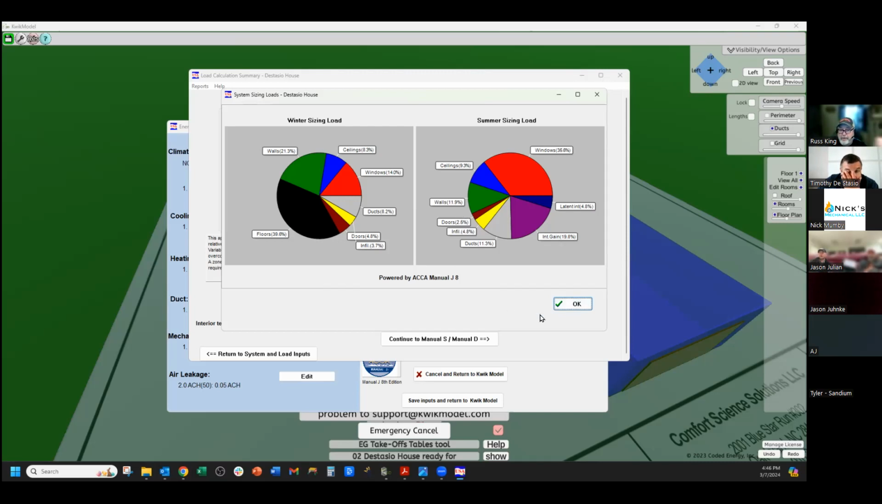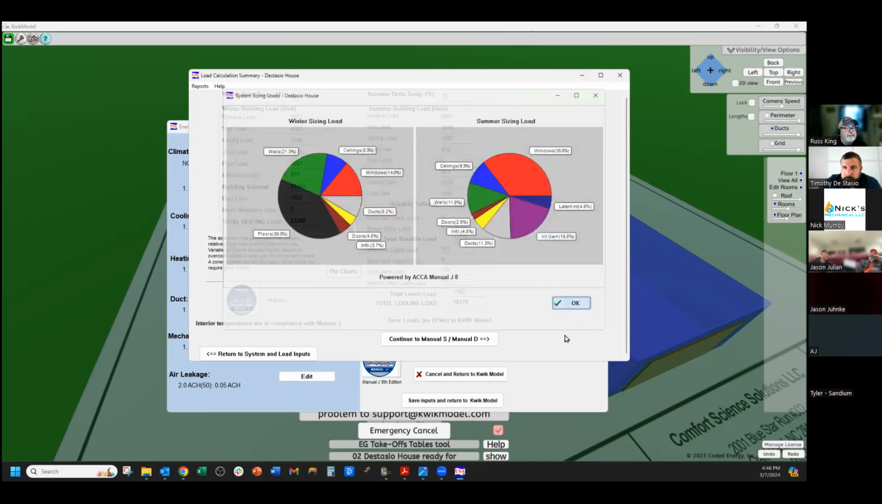Get used to it, though. Understand the difference. Be able to look at one of these and go, whoa, wait a second, that internal gains looks like it's way too much, okay? In this case, it's not. That's about what it typically is. But get used to understanding, and that just comes with practice, okay?